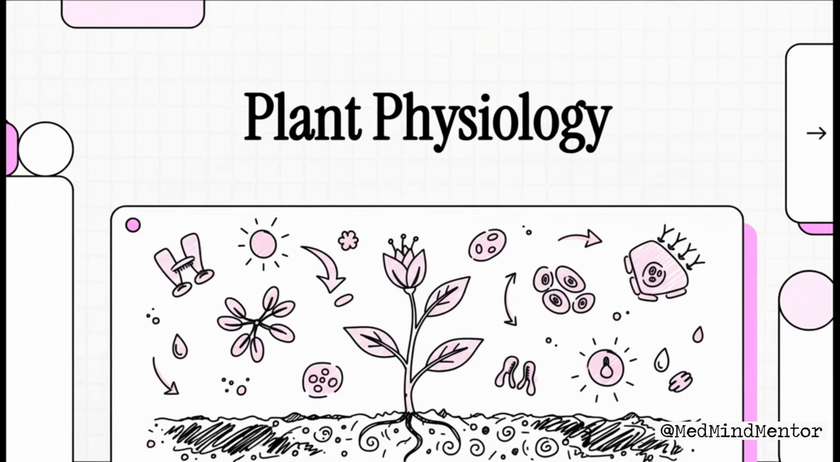Welcome to The Explainer. Today, we're basically going to build a plant from scratch. We'll explore the incredible internal machinery that turns simple things like air, water, and sunlight into actual life, and we'll be focusing on those high-yield concepts that are absolutely essential for your exams.